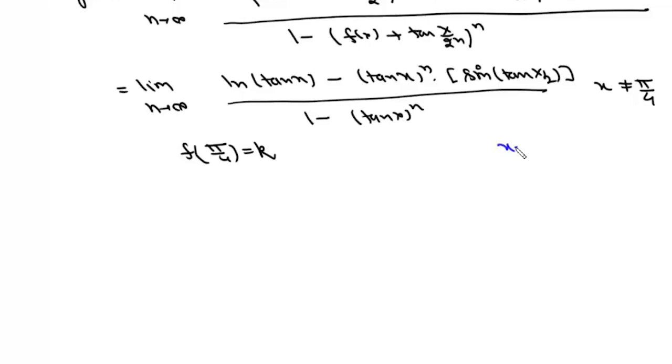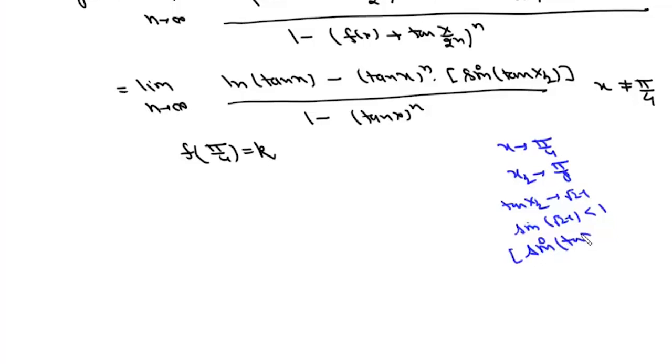If we look at x tends to pi by 4, then x by 2 is pi by 8. Then this tan(x/2) will be nearly root 2 minus 1, and sine of root 2 minus 1 is not equal to 1. It will be less than 1. And if it is less than 1, then this greatest integer function of sin(tan(x/2)) will be 0. So value of this greatest integer function will be 0 when x approaches pi by 4.